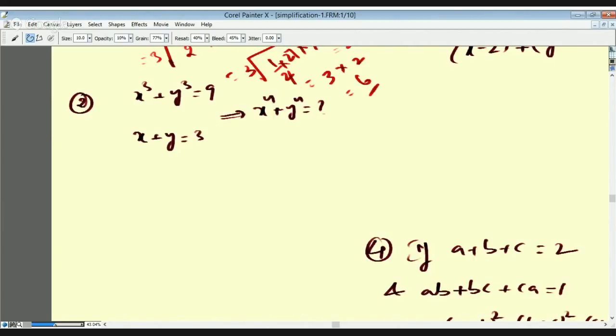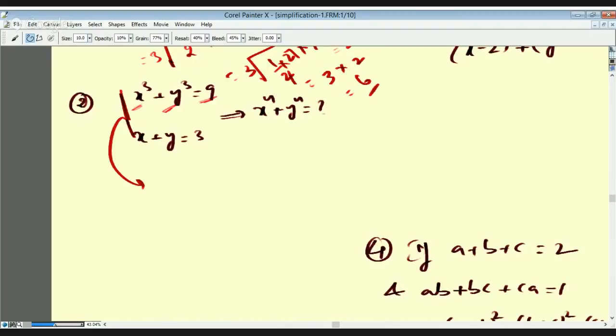So you need to write some formula for x power 4 plus y power 4. Then try to get the formula in terms of cubes and x plus y, so that you'll get the answer. But if you can concentrate on these two things initially, so you try to add two cubes, x cube plus y cube, then you should get the answer as 9.